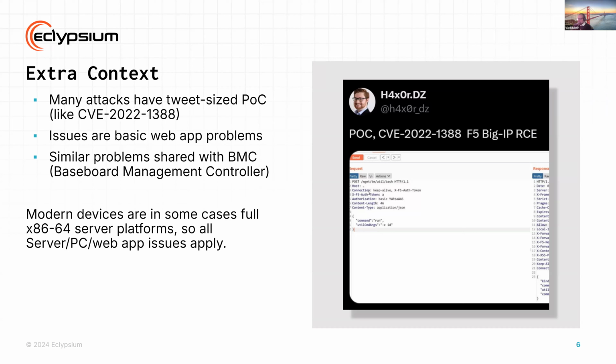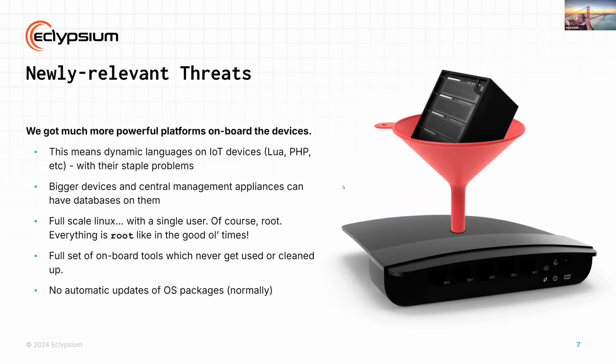In this case, authentication bypass, right? And there are quite a few similar issues, for example, with baseboard management controllers. To be honest, modern devices are in some cases a full x86-64 platform, so it's really similar to your basic server, right? All of the basic server issues suddenly start to apply to your network device because it's as complex and has as big of an attack surface as a server. So suddenly, a lot of threats become relevant.